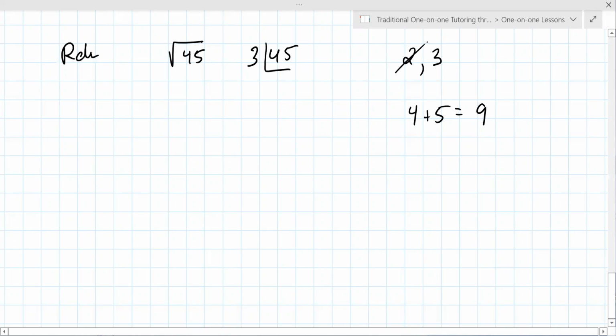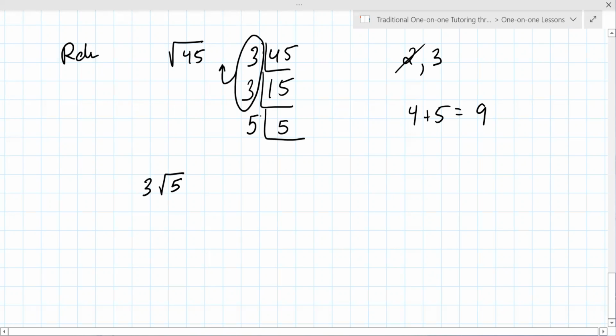Okay, so 45 is divisible by 3 because the digits add up to 9, and 9 is a multiple of 3. That's a shortcut. Now, if you got a calculator, you could just divide 45 by 3 to get 15. Then you try it again. Does 3 work again? Yeah, 5. So what comes out? What stays inside? The 3 comes out because it's a bundle, and 5 stays in.